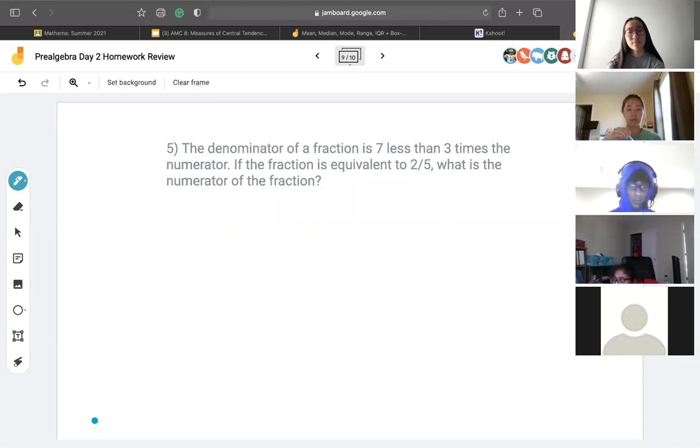Okay, number 5. The denominator of a fraction is 7 less than 3 times the numerator. If the fraction is equivalent to 2/5, what is the numerator of the fraction?